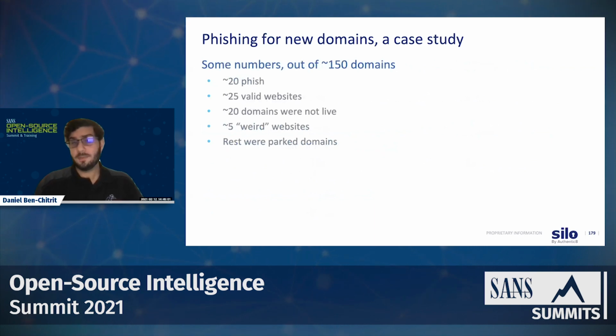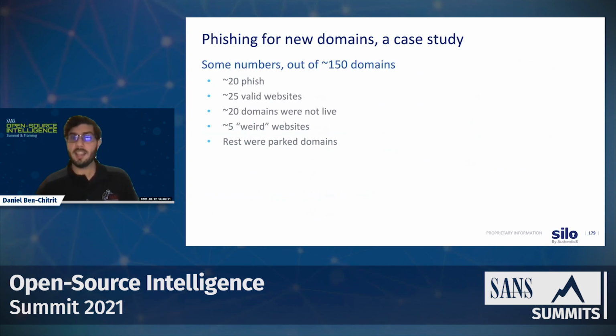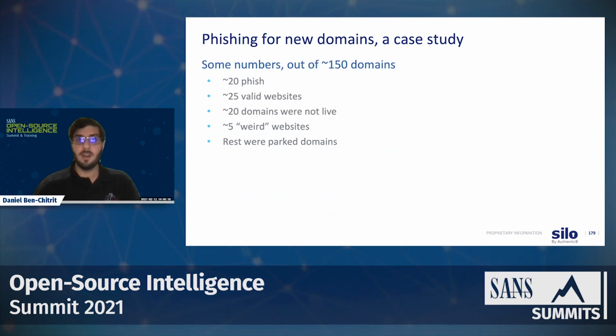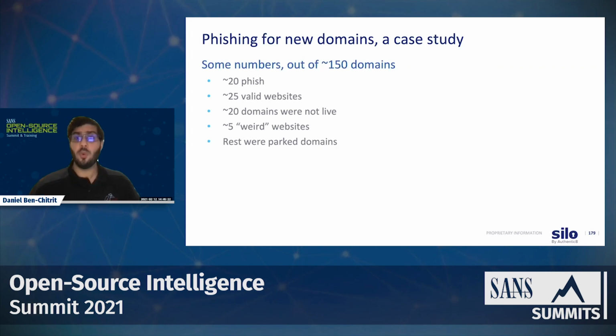So as I mentioned, we started with about 150 domains, all that had the word bank in them somewhere in the domain name. Out of those, over about 2 weeks, we saw some very interesting things. The numbers you see on the slide are roughly where we ended up at the end of our monitoring. About 20 clear and obvious phishing websites. 15% of the domains we targeted were phishing over the course of the 2 weeks we did it.